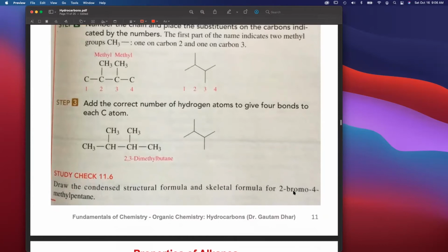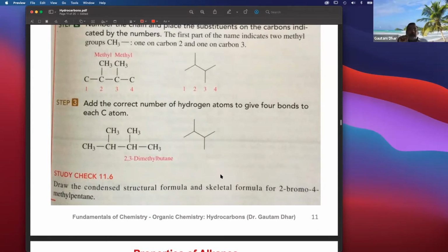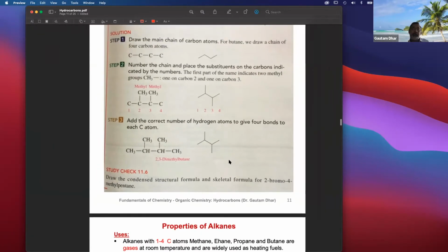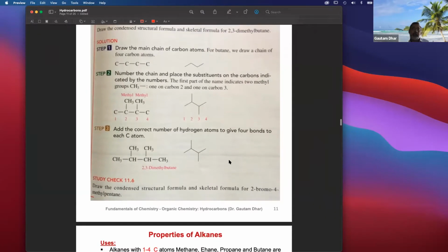Try to do this one: 2-bromo-4-methylpentane. Study check 11.6. So first, do it like this example that is here. First, identify the name, pentane. Okay, so it says pentane.